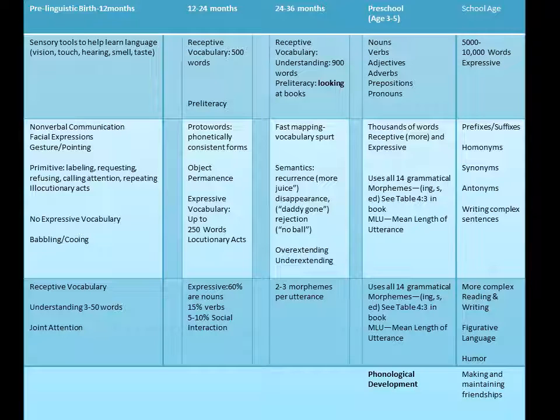Children may overextend or underextend words during this stage of development. For example, overextending is when a child may use the word mama for every female that they see. Or they may underextend by knowing that their dog is doggy, but thinking that doggy only refers to their dog, and it's not all the dogs in the world or all the dogs they see in the neighborhood.